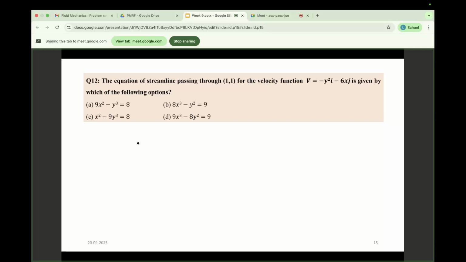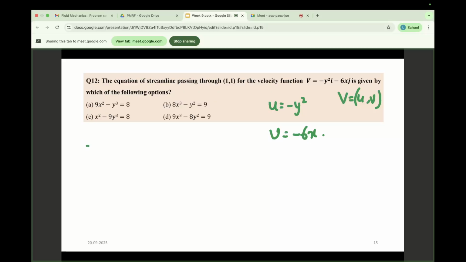Okay, I am solving this one for you. So here the velocity vector is given. So this u is minus y square, because we know that the velocity is a function of u comma small v. Similarly, this small v is minus 6x. So we got this thing.